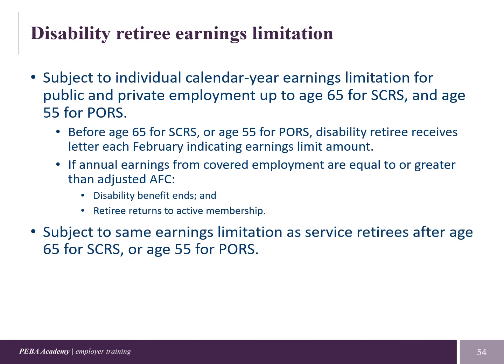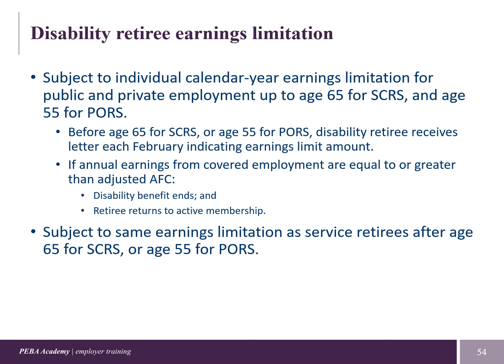Those receiving disability retirement benefits are subject to a calendar year earnings limitation for any public or private gainful employment. This limitation stays in place until age 65 for SCRS disability retirees and age 55 for PORS disability retirees. Each February, a letter is sent from PEBA indicating how much may be earned for that year.